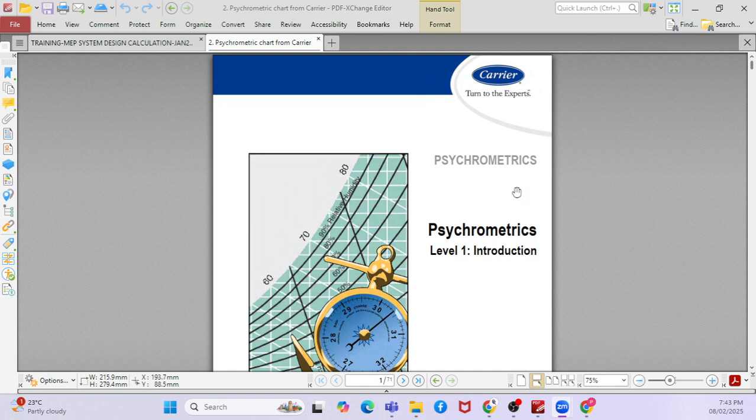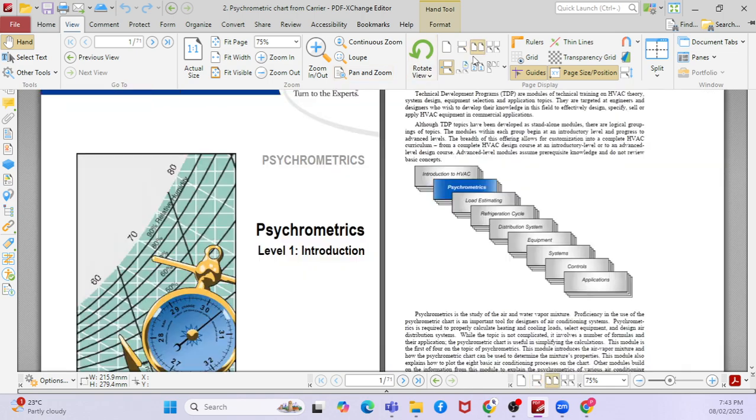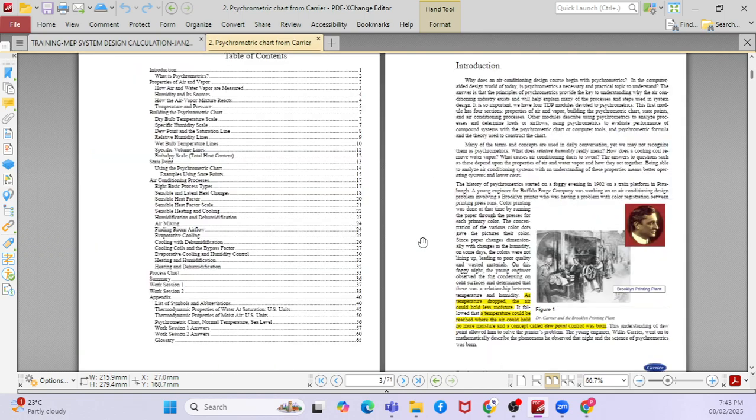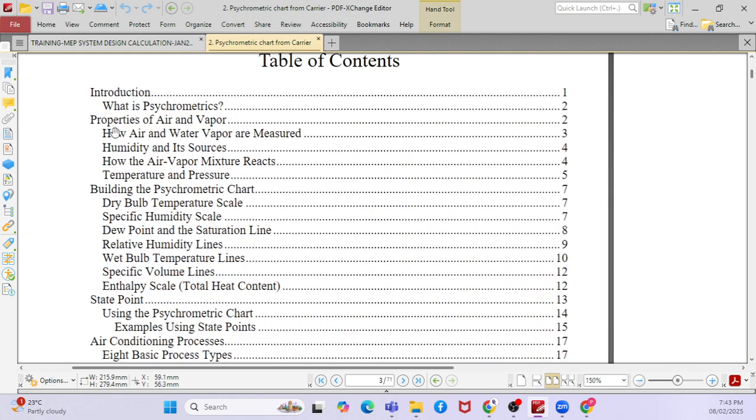So this is the psychometric chart. I will ask you to read it. It's not possible to read it within a short period, but you can take your time. This is the basic when you are an HVAC engineer. Go through the psychometric chart, and try to understand what psychometrics is: the properties of air and vapor, and how humidity, temperature and pressure relate.